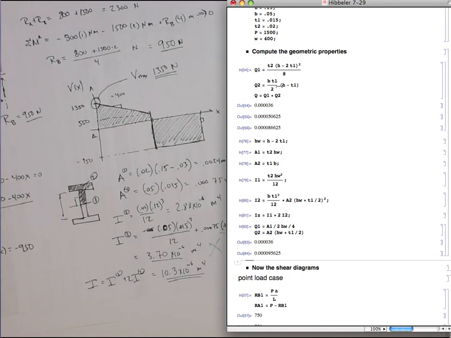Huh, that should be the same. I'm surprised that's not the same. Area 2. This is area 2, base times T1. Right? Area 2 is base times T1. And then this is the centroidal distance. The web height plus half of the flange, which should be the same as half of the height minus half of the thickness. That's weird. I'm not sure what's going on there.